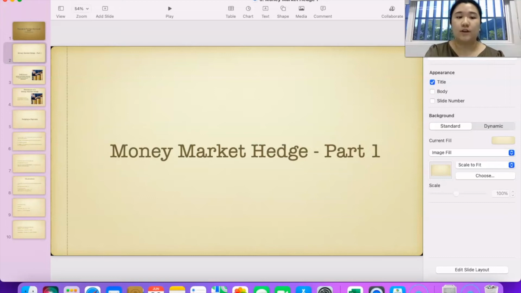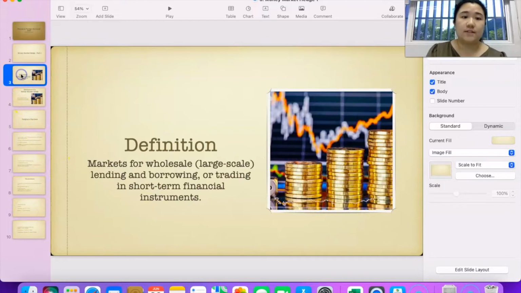So now we are looking into Money Market Hedge Part 1. So what is a Money Market Hedge? This is where wholesale lending and borrowing occurs, or when companies actually trade in short-term financial instruments. So this is only useful when there is a huge amount involved. Okay.